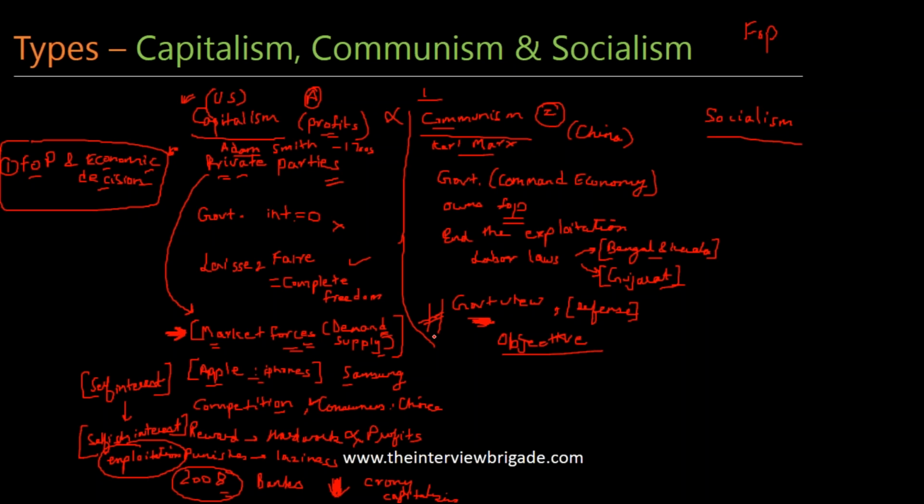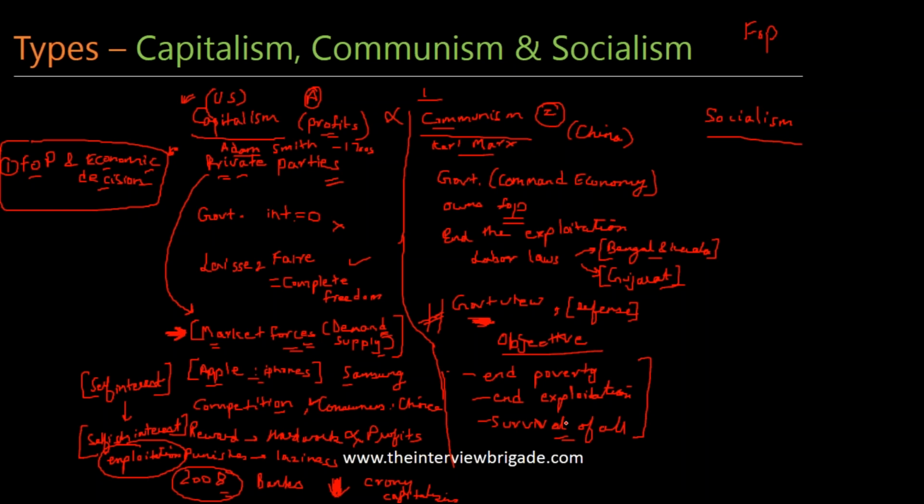As we saw earlier, it came into the picture to end the exploitation of the labor. So the objective was that this system would end the poverty, this would end the exploitation of the labor, and this would ensure survival of all. So the government in a communist setup needs to work towards an objective where survival of everyone is possible.